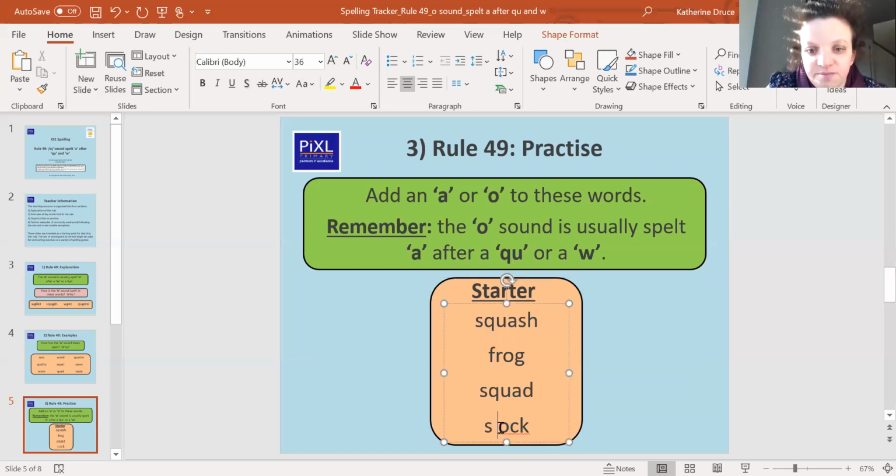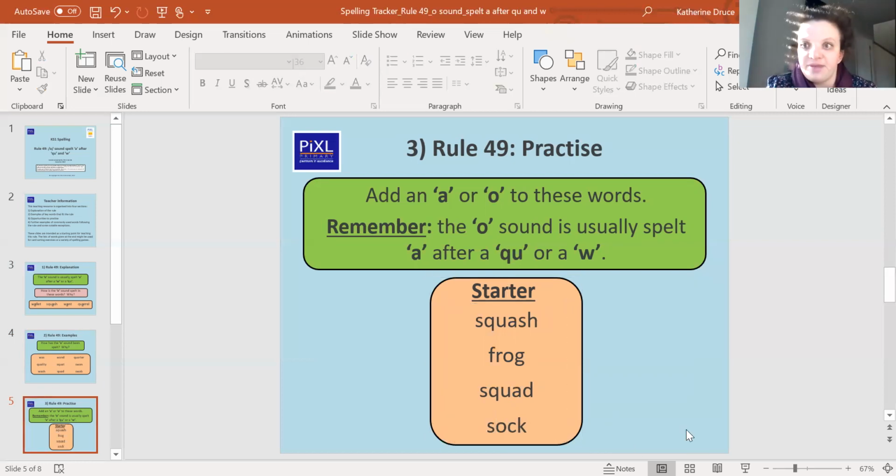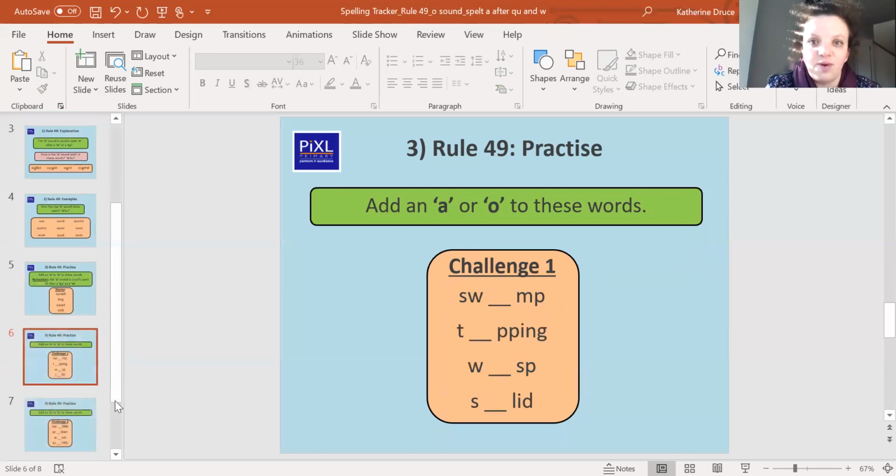So that's how you should have spelled those words this morning. Well done if you have. Self-mark, give yourself some ticks. Fantastic. Right, next one. Are you ready? Again, you're going to decide if it's A or O, remembering our rule we're learning today.